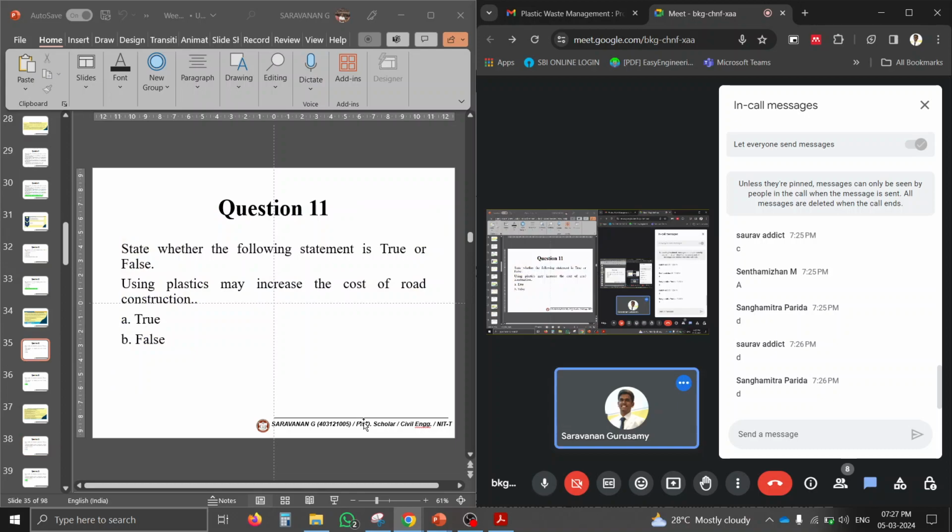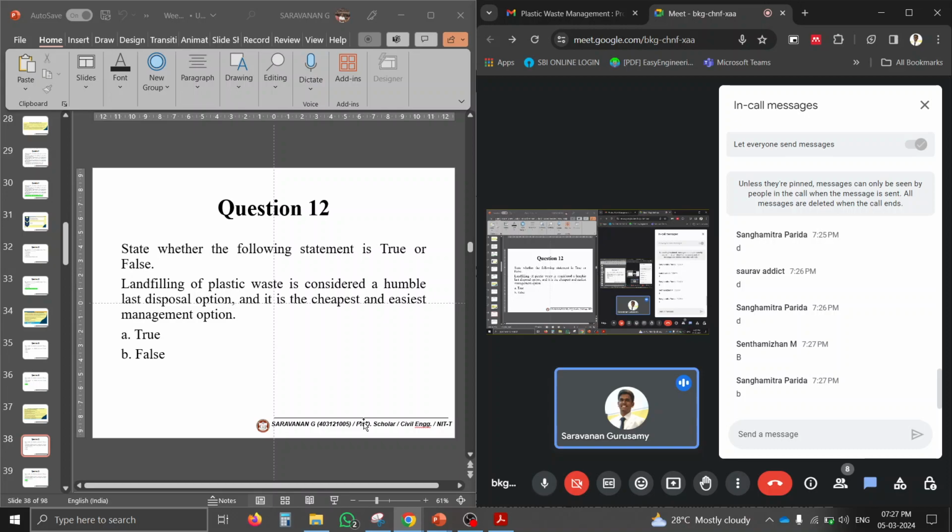So, a true or false question. Using plastic may increase the cost of road construction. True or false? Does the use of plastic increase or decrease the cost of construction? It's false. Correct. Because plastic is the waste that we are using in road construction, it will reduce the raw material cost. So its answer is false.